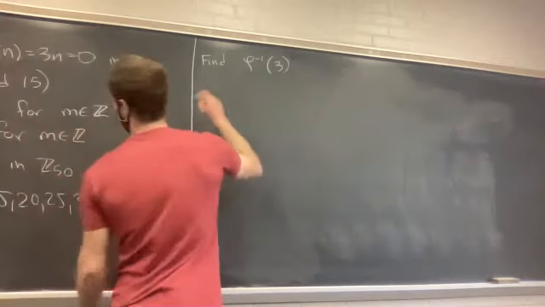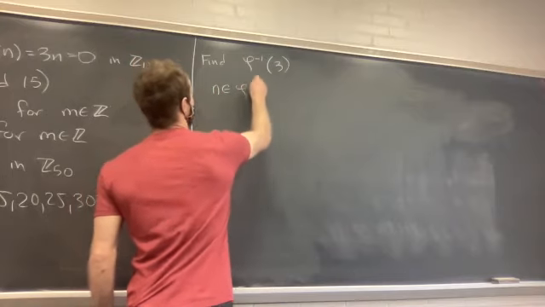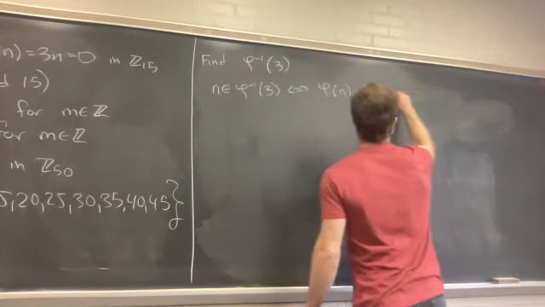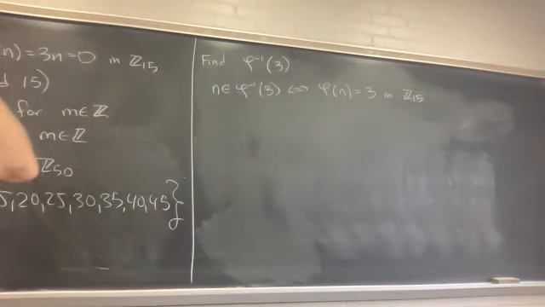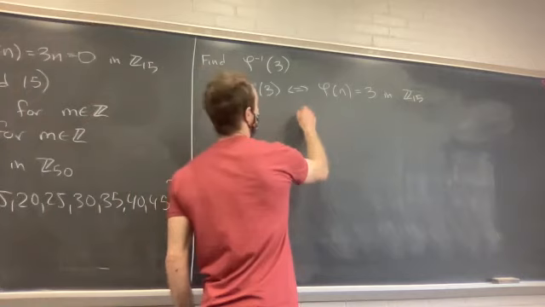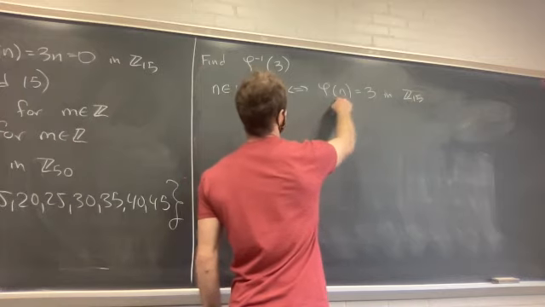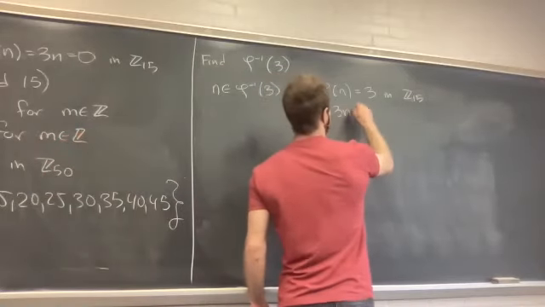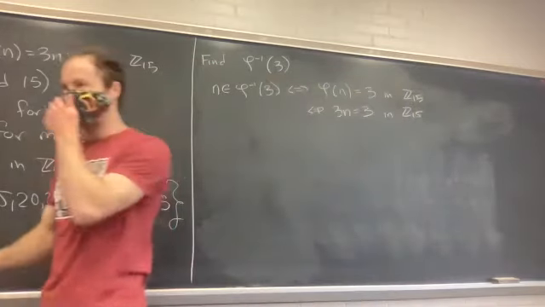Okay, so notice we'll use the same kind of thing here for the definition of the inverse image. So n is in the inverse image of 3 if and only if phi of n is equal to 3 in Z15. That's the definition of being in the inverse image. Okay, but phi of n has some definition. Phi of n is 3 times n. So we need 3 times n to be equal to 3 in Z15, right? That's just by the definition of phi.